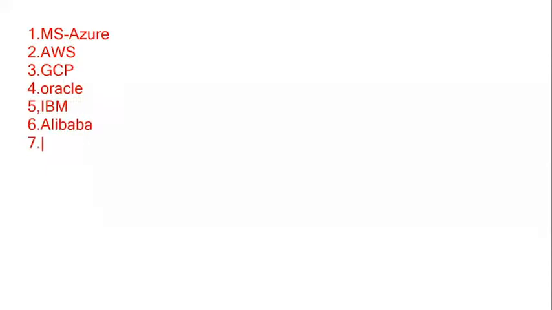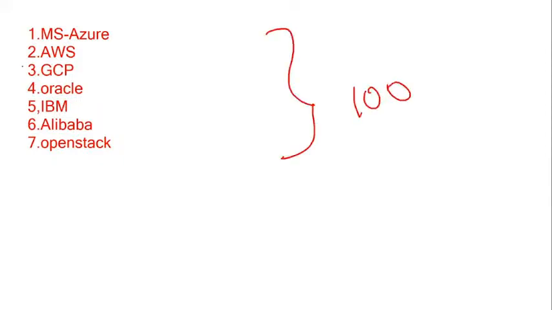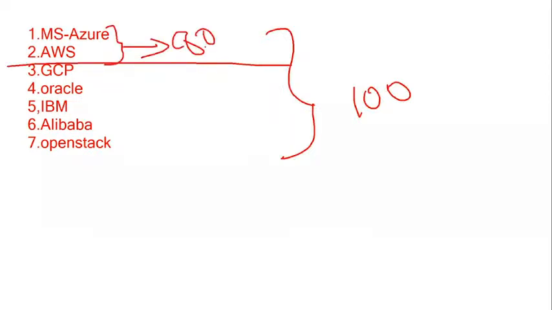Also we have OpenStack. We have n number of cloud vendors providing cloud computing technology. Out of them, if you consider the cloud market as 100%, these two, Microsoft Azure and AWS, occupy 80%. The remaining all, GCP, Oracle, IBM, Alibaba, OpenStack, their share in the world is just 20%.